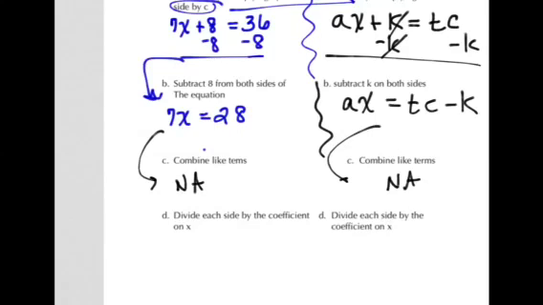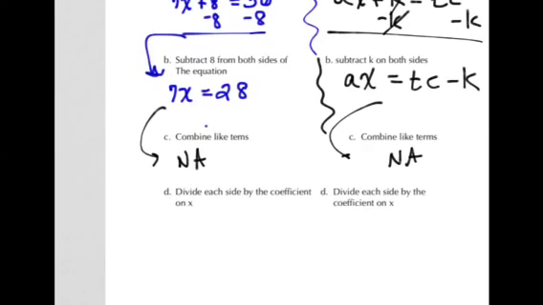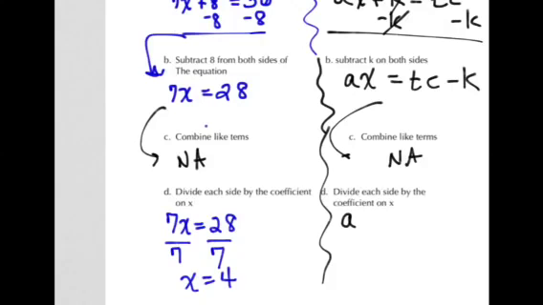Then you want to divide each side by the coefficient on x. So you have 7x is equal to 28 on the left. To get x alone, we need to divide by 7. That will give you x is equal to 4. Let's carry down the equation here. A times x is equal to t times c minus k.